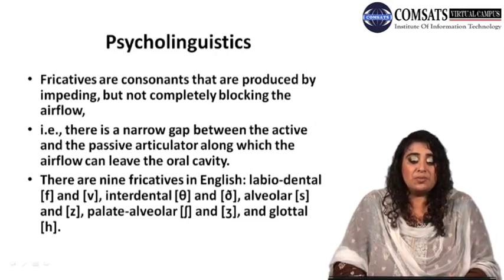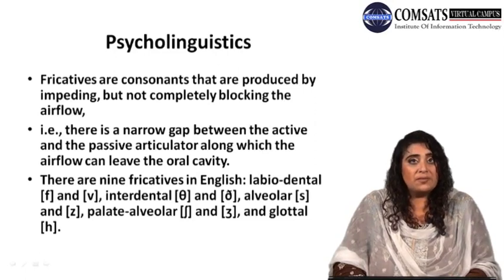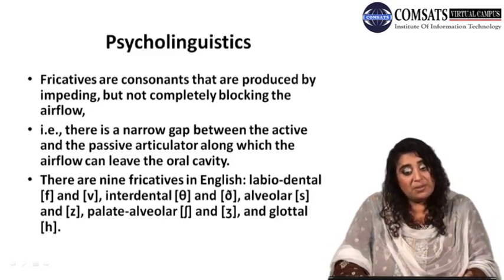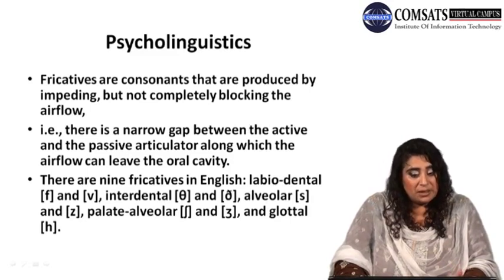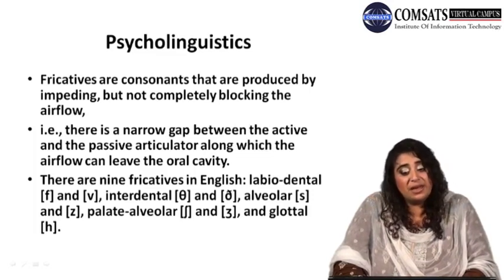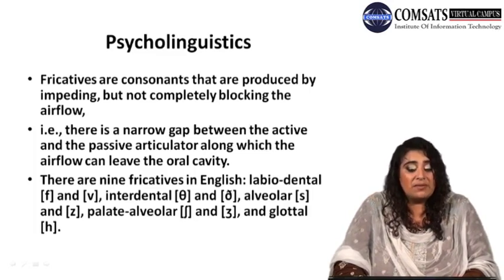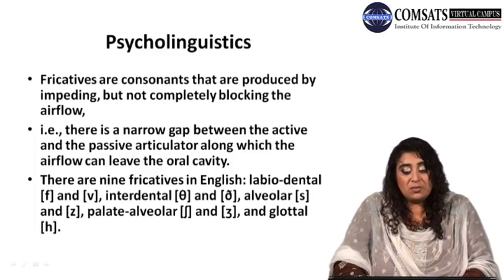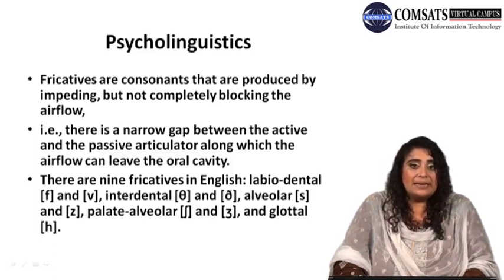Fricatives are consonants that are produced by impeding but not completely blocking the airflow. So, fricatives would be consonants, they're produced by impeding, but they're not completely blocking the airway. वो block नहीं करता completely. That is that there is a narrow gap between the active and the passive articulator along which the airflow can leave the oral cavity. Now, there are 9 fricatives in English: labio-dental, F and V, interdental, which you can see those signs for, alveolar, S and Z, palate-alveolar, once again you can see a small Z, and glottal, H.